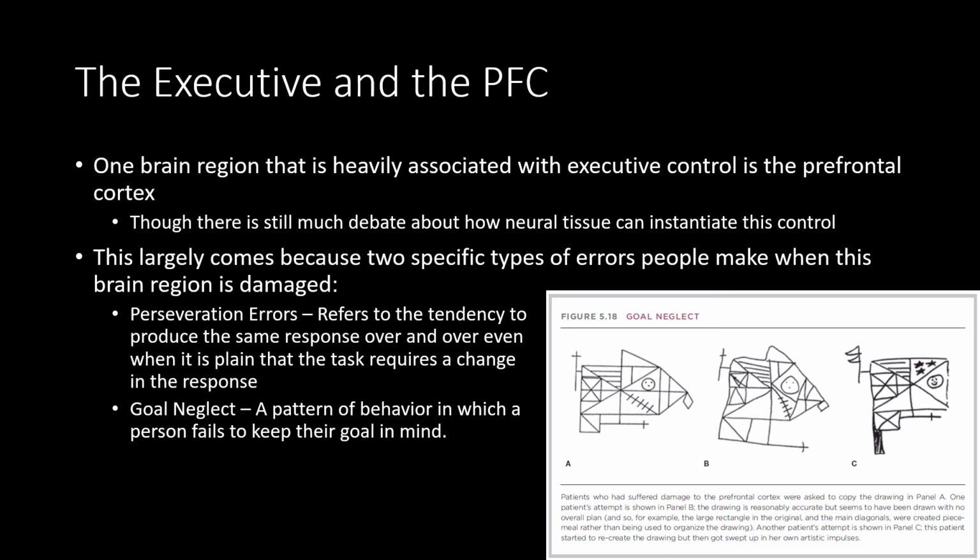Now to get to the relationship between executive control and the PFC. So the PFC stands for the prefrontal cortex. This is the part of the frontal cortex that is right behind the eyes. And this is heavily involved, at least believed to be involved, in the executive. Though there's still a lot of debate about how neuronal tissue can actually instantiate this degree of control and goal maintenance. Now, we believe that it is related to the executive from two very specific types of errors that people tend to make when this brain region is damaged.